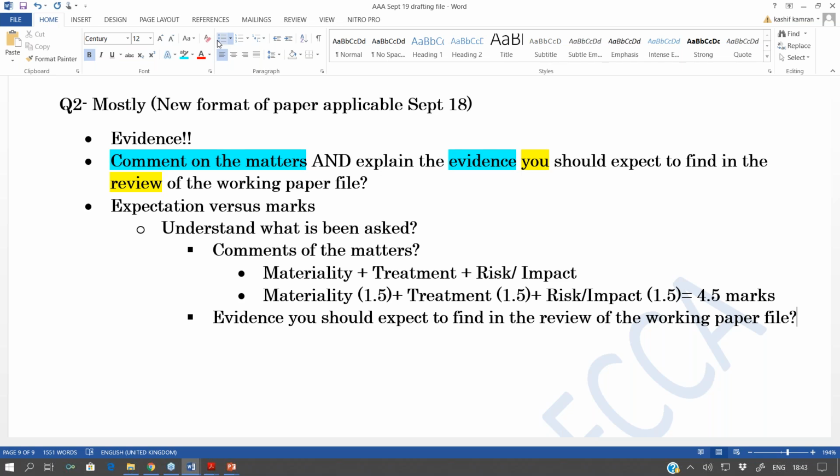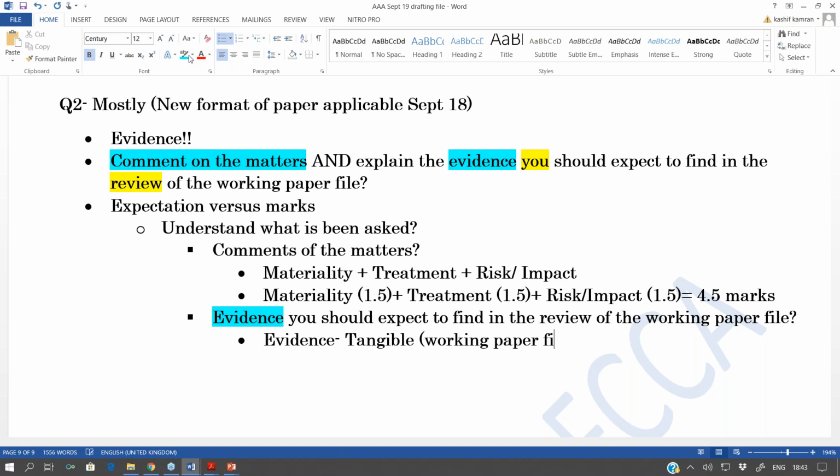So try to imagine you're reviewing a working paper file of a work in progress, or the working paper file of a government grant, or the working paper file of a revaluation. What evidence would you expect to find in the working paper file? Now think evidence. Evidence has to be tangible because you're finding that in the working paper file.